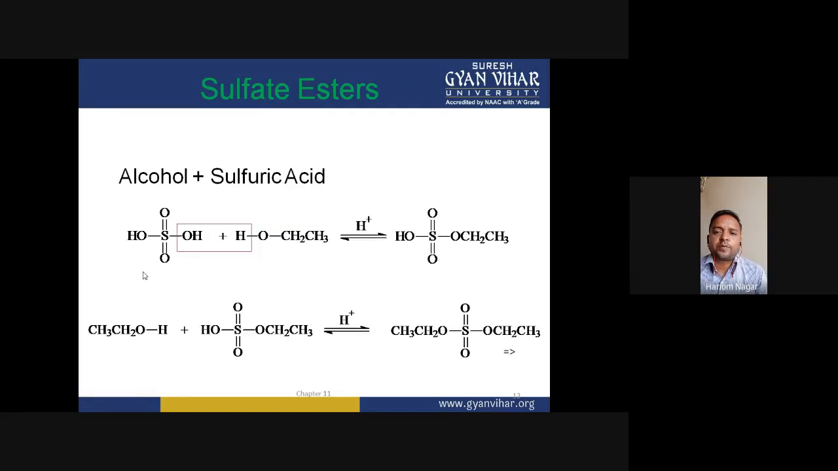Now the next category of compound is sulfate ester. This can be prepared by reaction of sulfuric acid with alcohol. In this reaction, hydrogen from alcohol and OH minus from sulfuric acid are removed in the form of water in the presence of sulfuric acid, and this gives the sulfate ester. This is also another example.